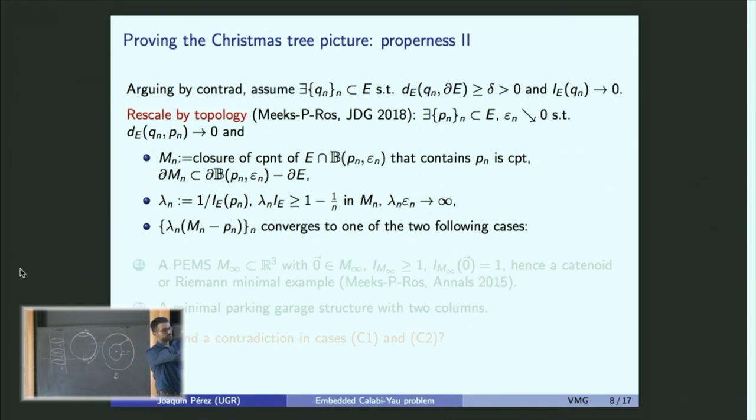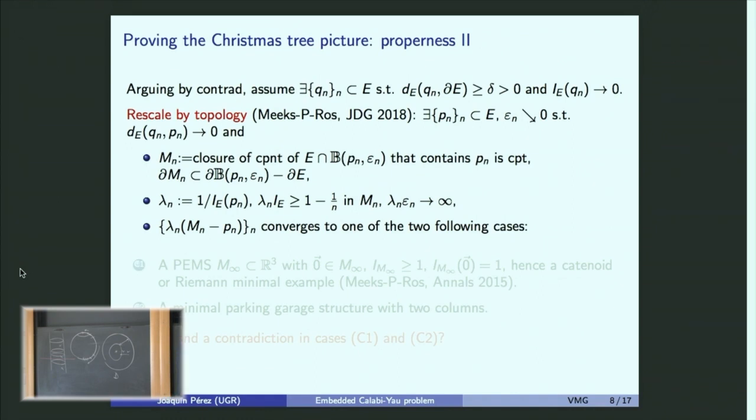Then we have a machinery called rescaling by topology that says that you can change the Qn points by other points Pn with the same property of having injectivity radius going to 0, but being even worse than the Qn, in the sense that the injectivity radius goes to 0 more quickly. I will explain in a minute. First, they are close by the Qn points.